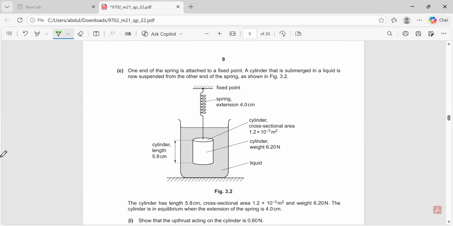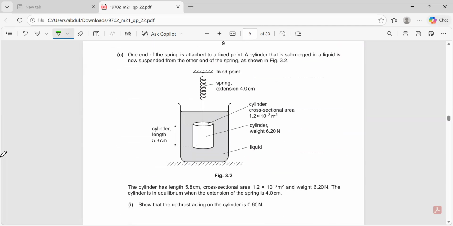Next is, from here, a bit tricky, but not that much. One end of the spring is attached to a fixed point. Okay, here is the fixed point. A cylinder that is submerged in a liquid is now suspended from the other end of the spring. Okay, other end of the spring, done.